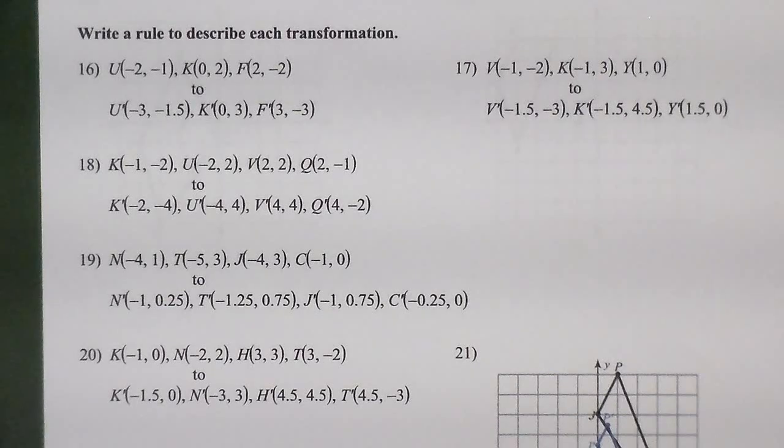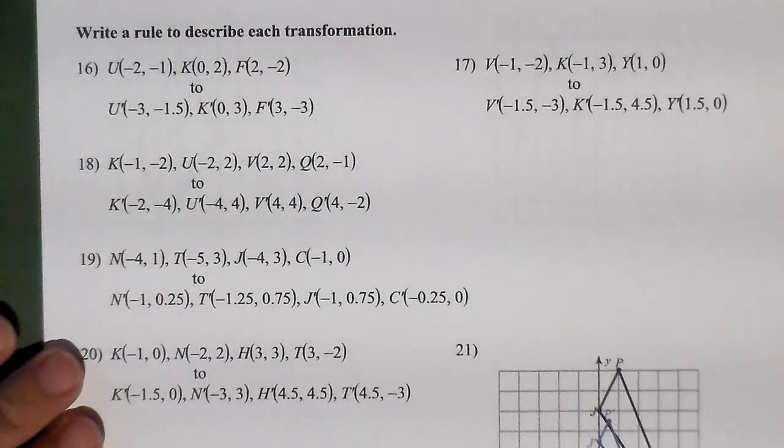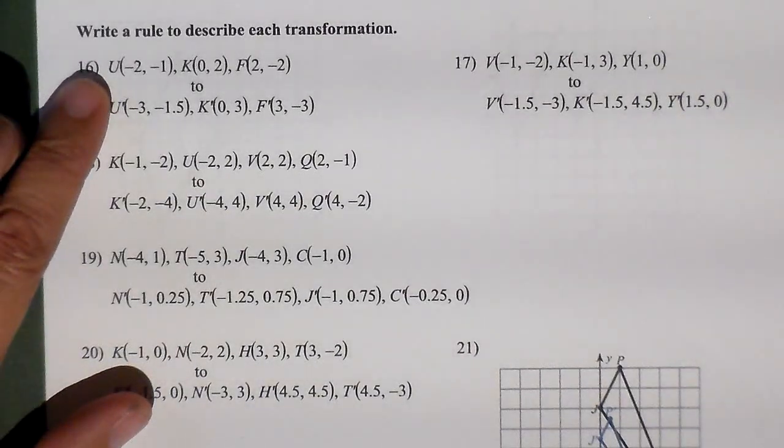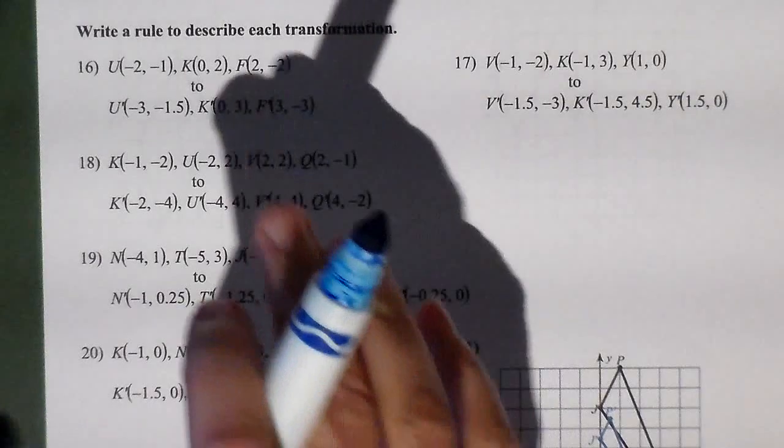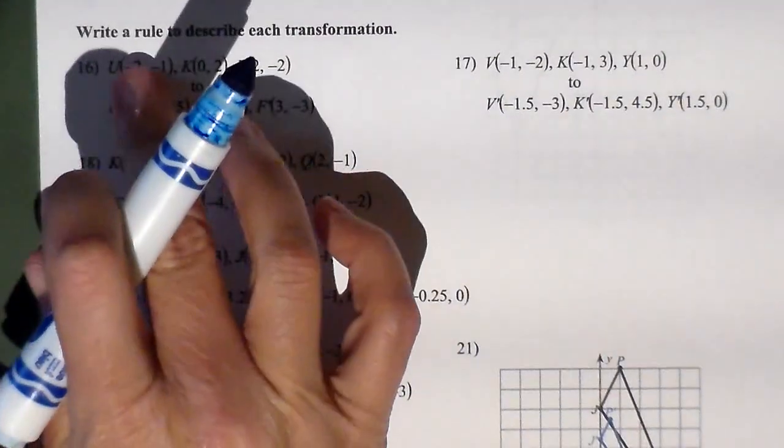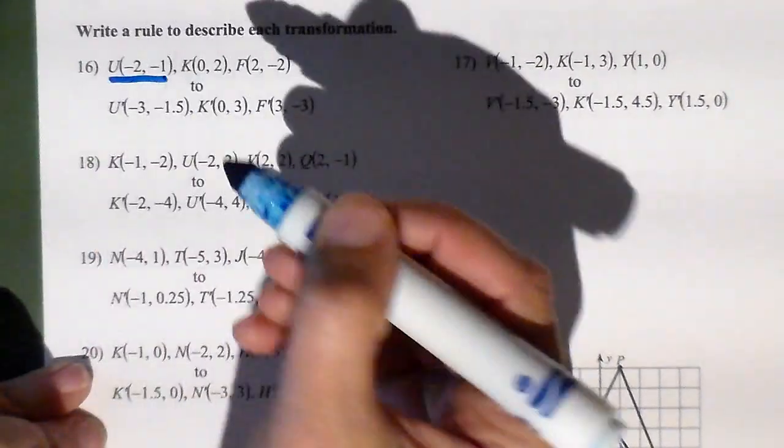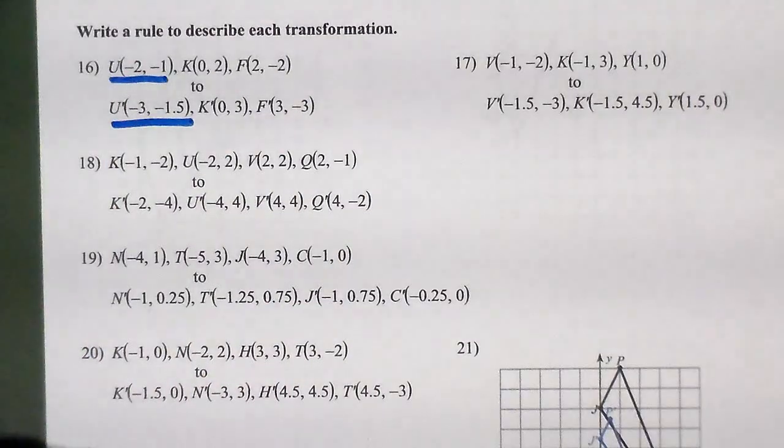Now, on the dilations, you might have to look at something and tell me what was the rule. So let's look at number 16. Write a rule to describe each transformation. Well, let's write a rule. I went from this U to this U. Okay?